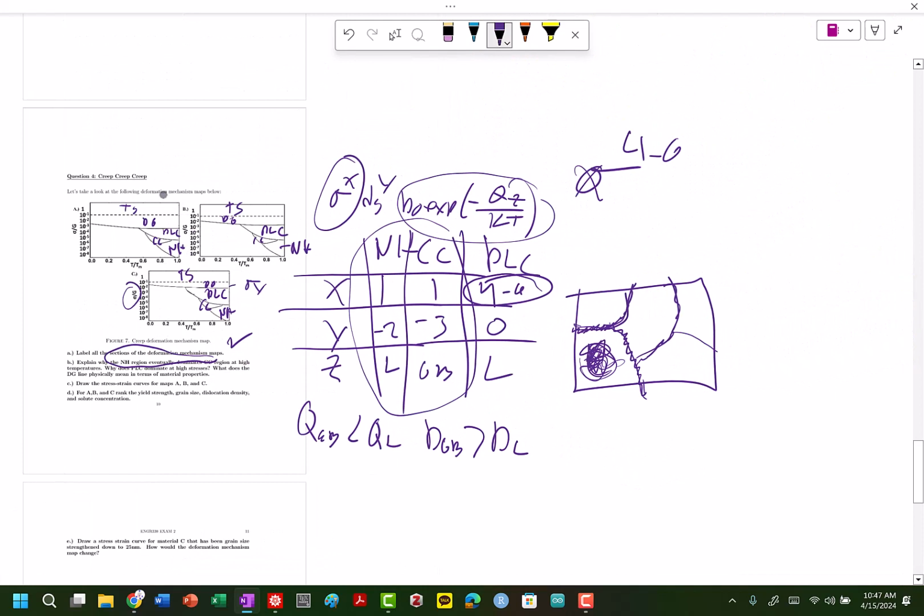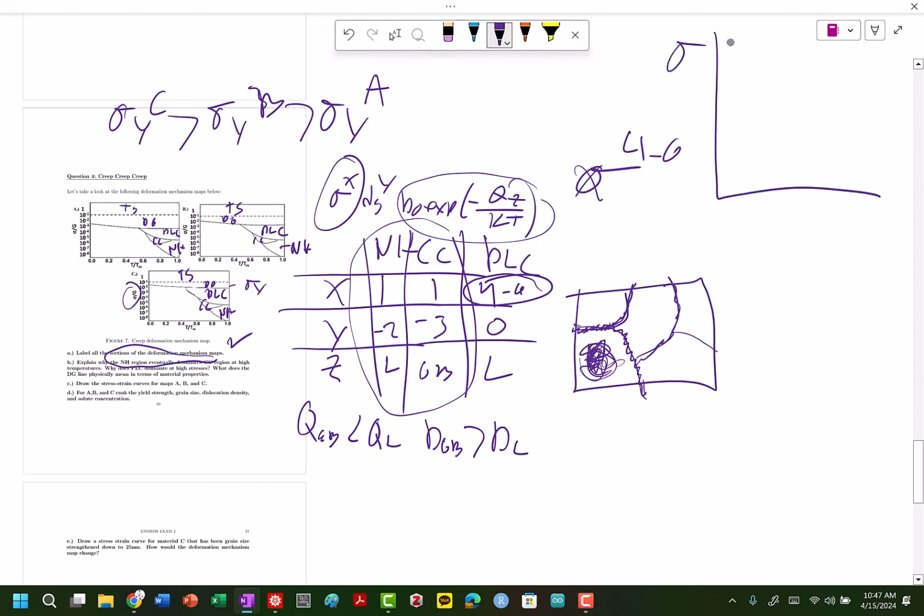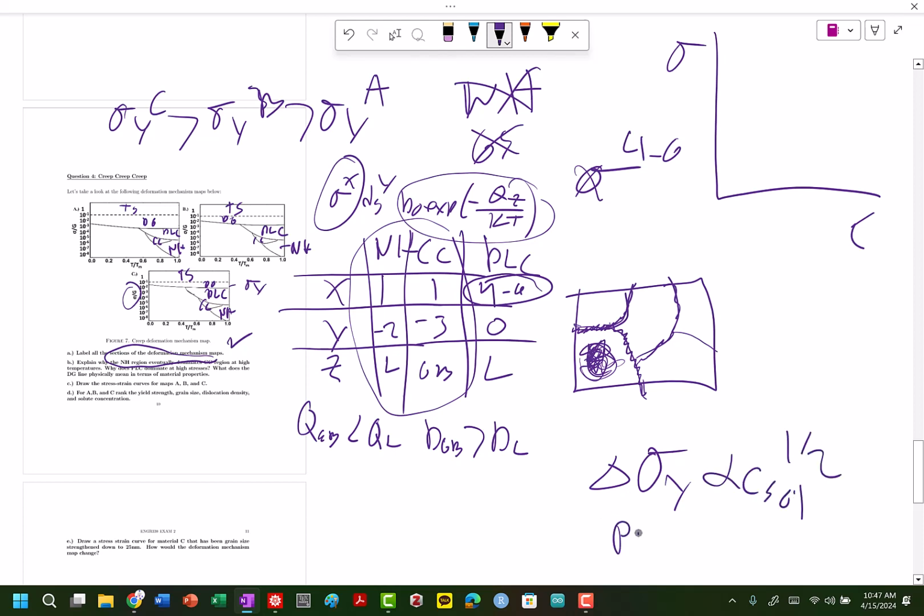One of the things we notice here is that the yield stress of C is greater than the yield stress of B, which is greater than the yield stress of A. And we see that the cobalt creep is not really changing. The only thing that's shifting is our yield stress line. So if I'm trying to draw a stress strain curve, and the cobalt creep isn't changing, I don't have work hardening. I don't have grain size strengthening. So that leaves my change in yield stress scaling with C solute to the 1/2 power, or I have precipitate strengthening.